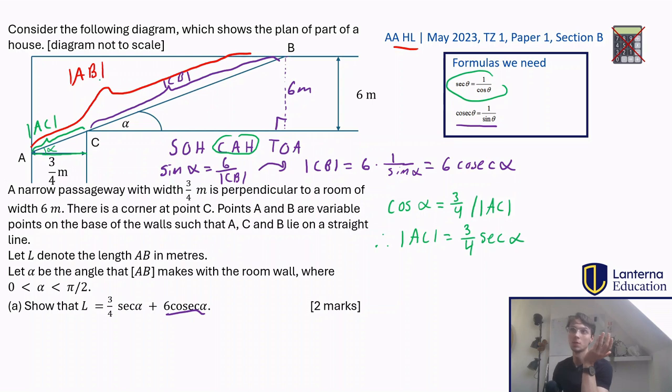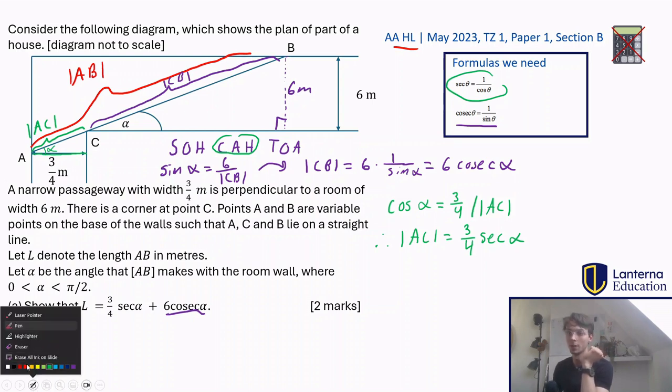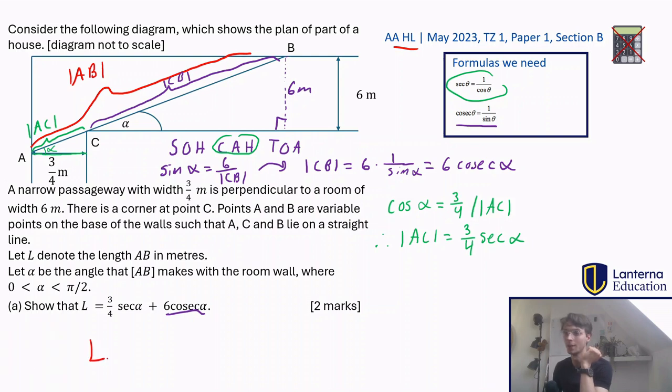Okay, well, we said before the length AB is length AC plus length CB. So finally, let's finish up this question right here. We can then say that the length L is AC plus, what do we call it? We called it CB. So we just insert what we found. That'll be 3 over 4 sec alpha plus 6 cosec alpha.